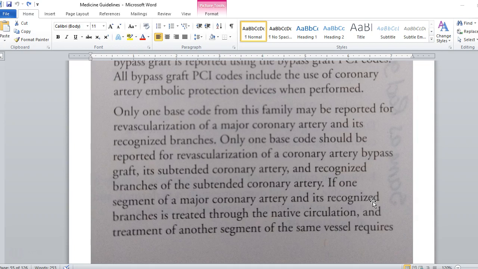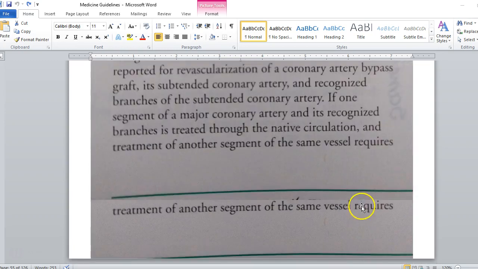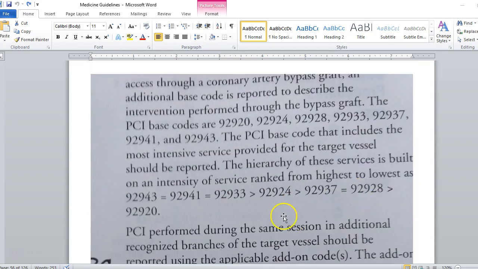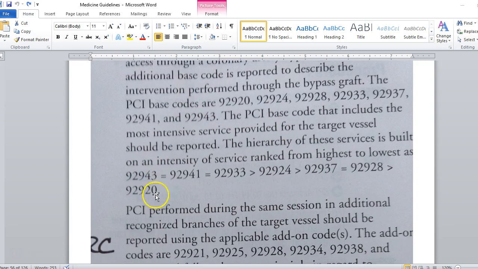Only one base code should be reported for revascularization of a coronary artery bypass graft, its subtended coronary artery, and recognized branches of the subtended coronary artery. So yet again, we have one code that we're going to start with. So what is going to be the main procedure? The guidelines continue explaining the hierarchy.